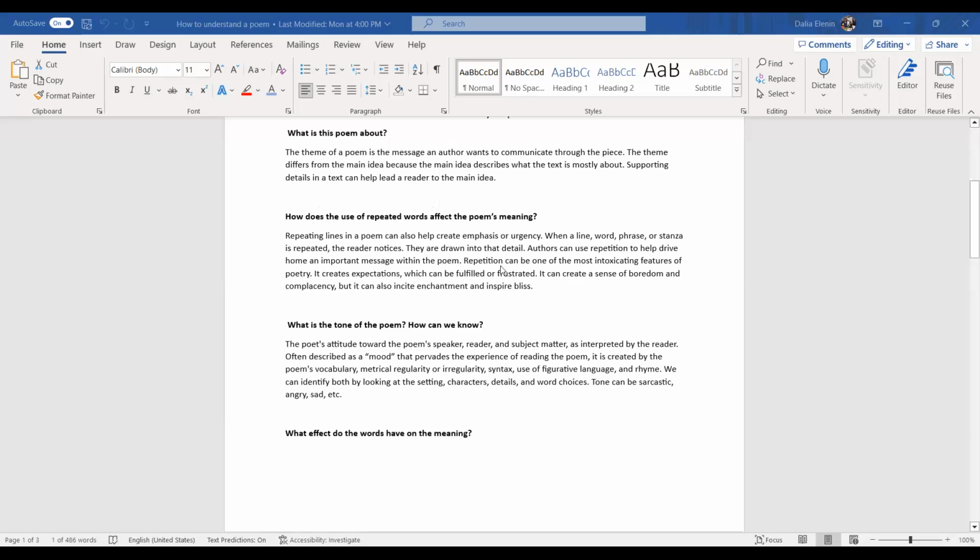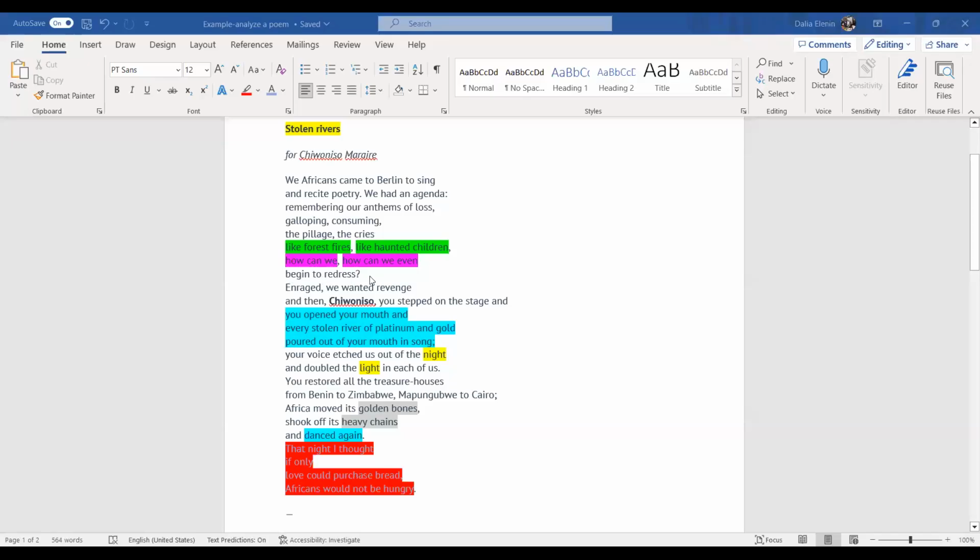Now, next thing you say, how does the use of repeated words affect the poem's meaning? Remember when I highlighted the poem in purple? Of course, you don't remember now. Let me show you again one more time, because I just want you to grasp it so quickly and see it. All right. So let me check if you can still remember this. Remember the repeated words here? Look at the repeated words.